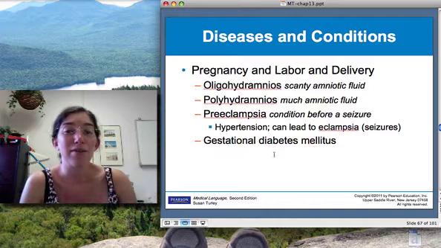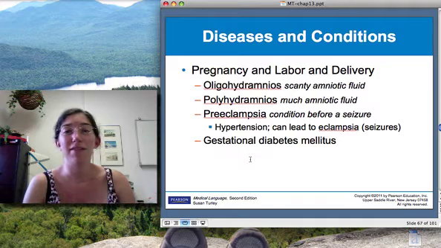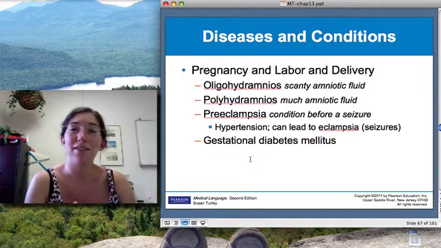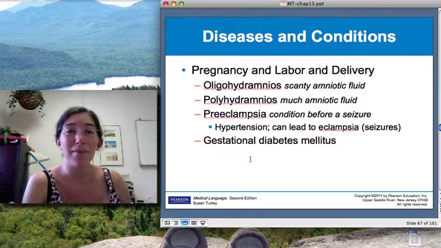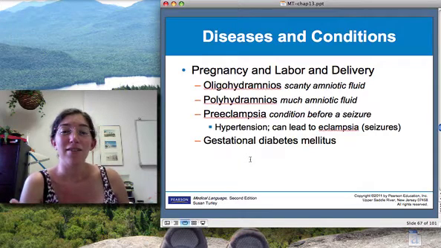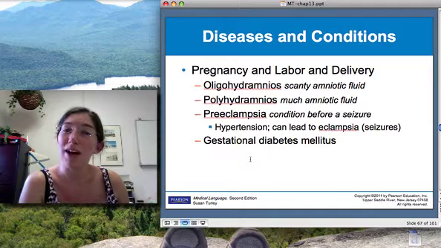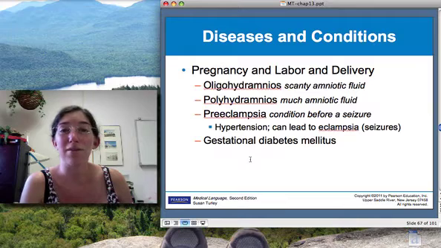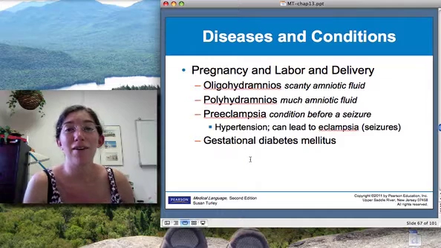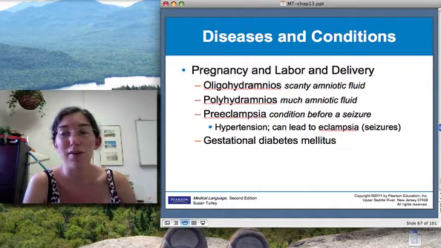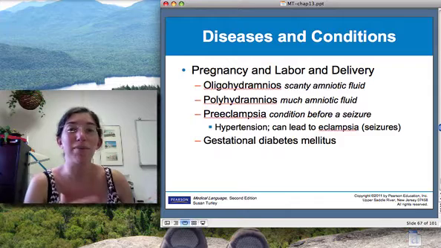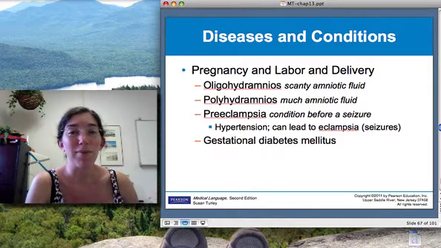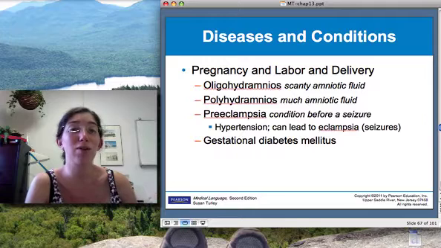Gestational diabetes, technically gestational diabetes mellitus, is diabetes that specifically develops during pregnancy. It's not really well understood why. It occurs in women who do not have diabetes already. They suddenly develop diabetes during pregnancy, usually around the second or third trimester, and then it goes away almost immediately after giving birth. So it has something to do with hormonal changes and the effects of hormones on glucose regulation.